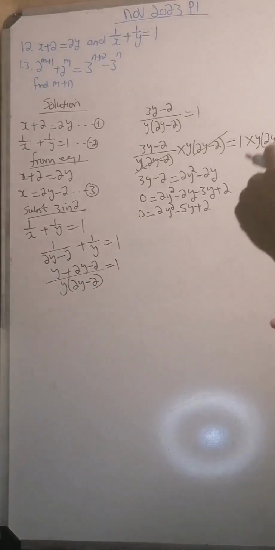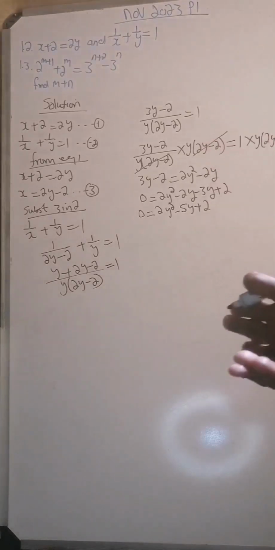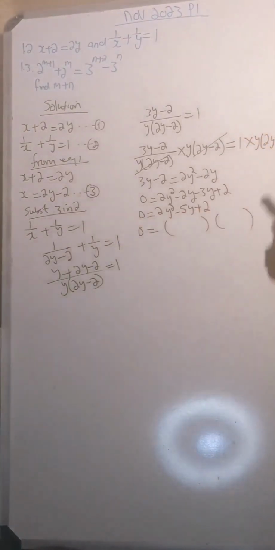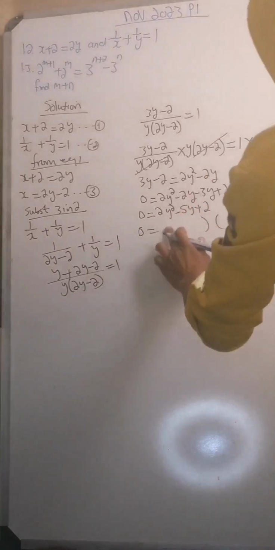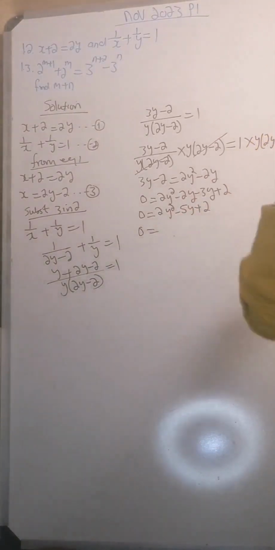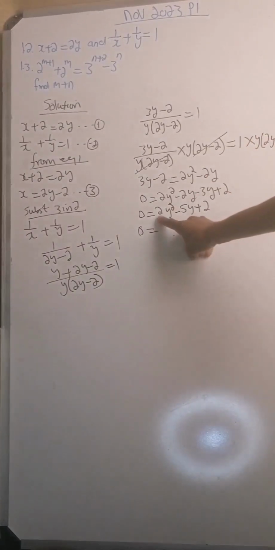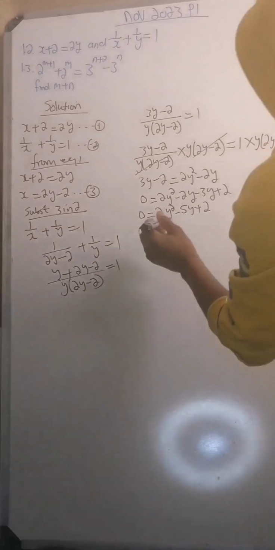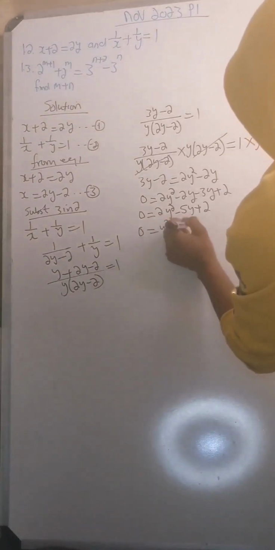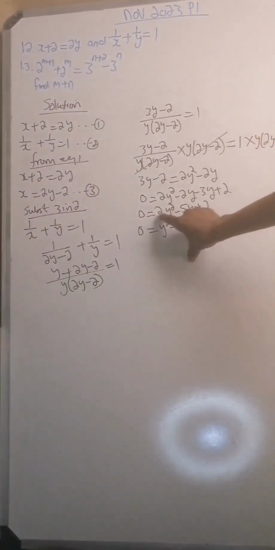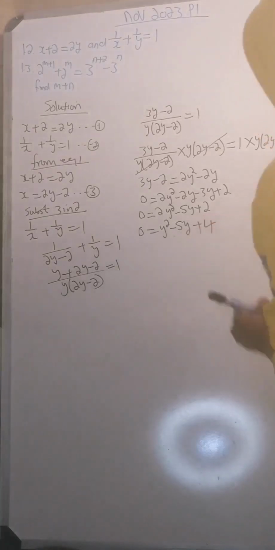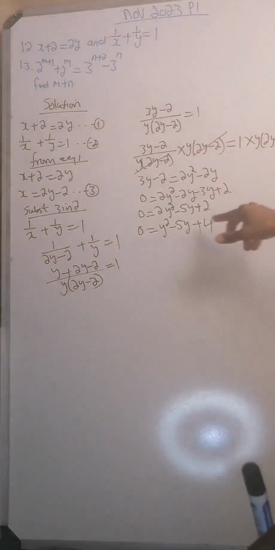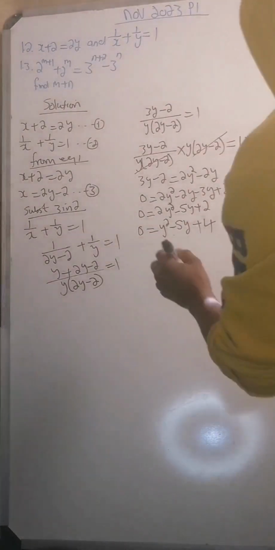Now what we are going to do here, you need to listen attentively. You're going to take this 2 and multiply it with this constant, and you will get 4. So you will have y squared minus 5y plus, 2 times 2 is 4. Very, very important that you understand this. And then now try to factorize this.